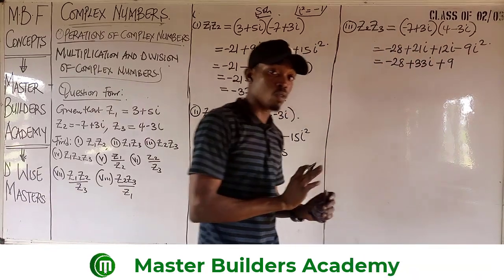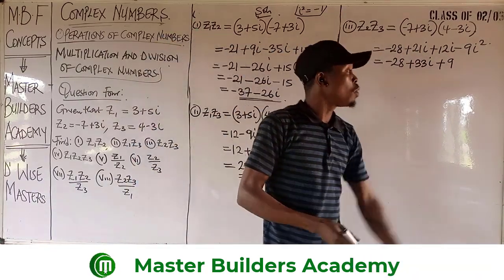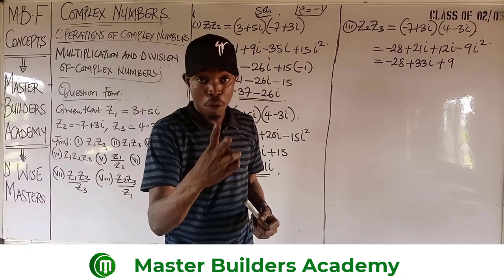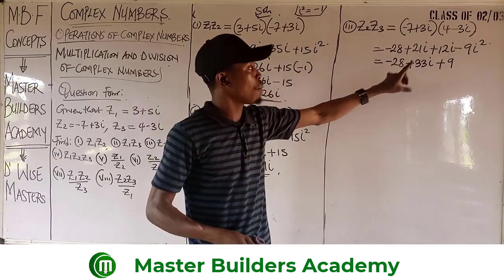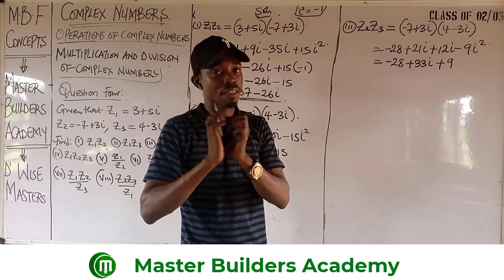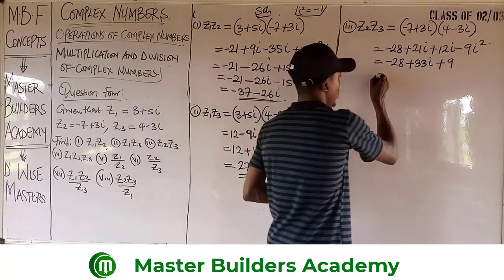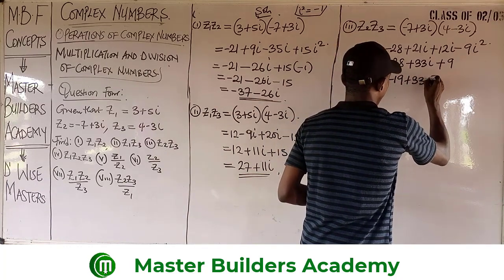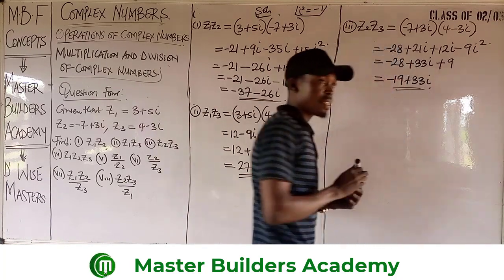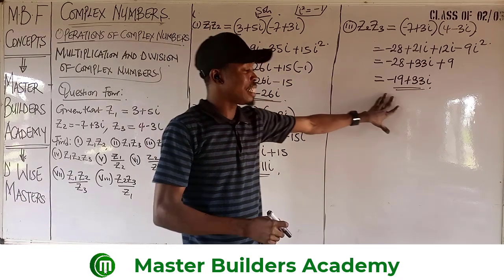I hope you understand what I've done so far. Then all we need to do at this level, we have 2 real numbers, which are minus 28 and plus 9. So minus 28 plus 9 will give us negative 19. This would have given us minus 19 plus 33i. This is it. So we have been able to get the result for this.